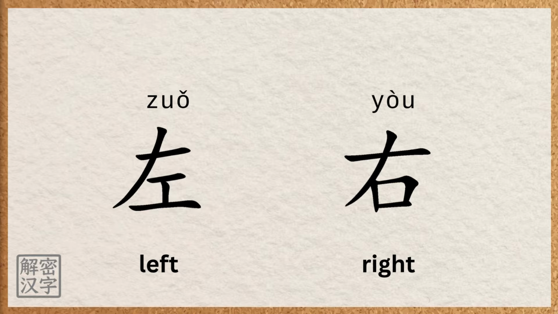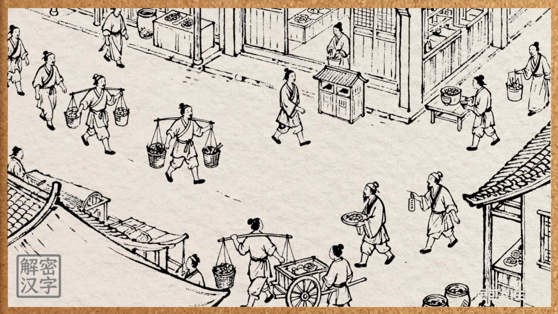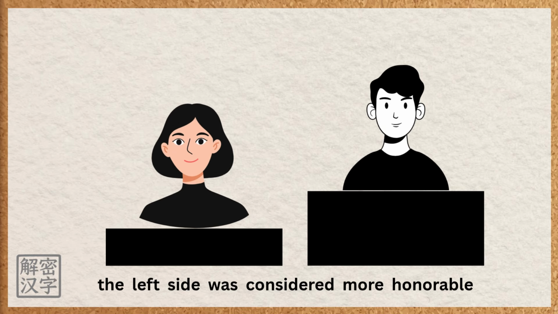When I was a kid, I often mixed them up, until I learned this simple phrase. 左 has 弓 and 右 has 口. Do you get it? In ancient China, the left side was considered more honorable.